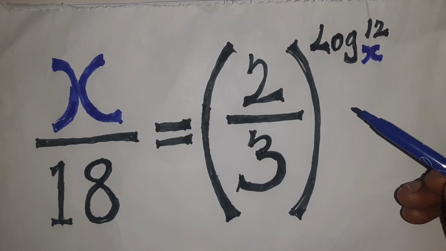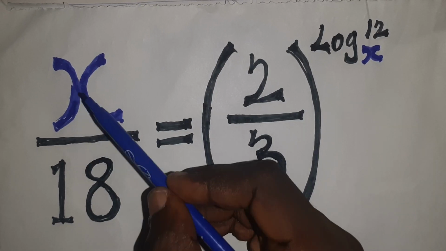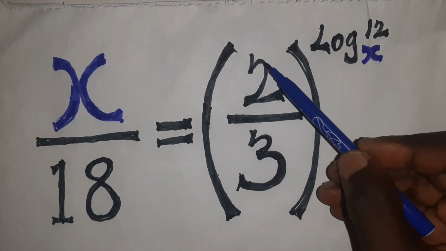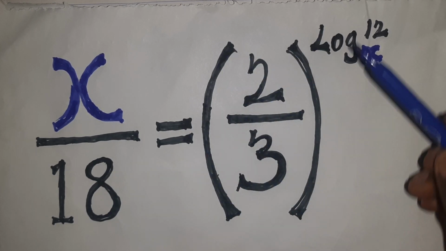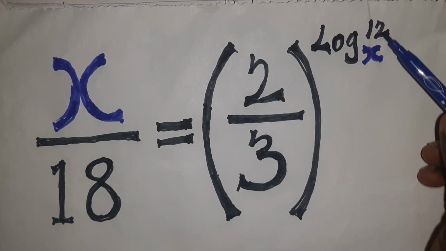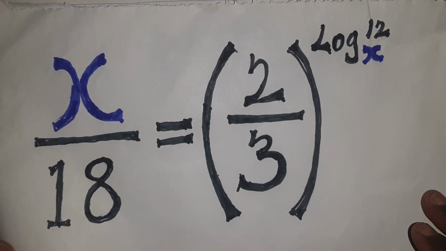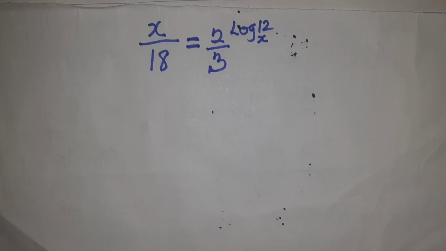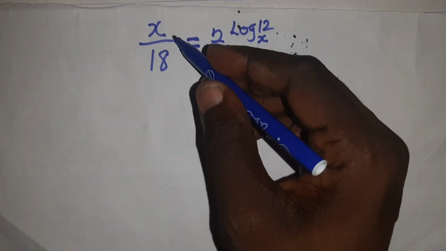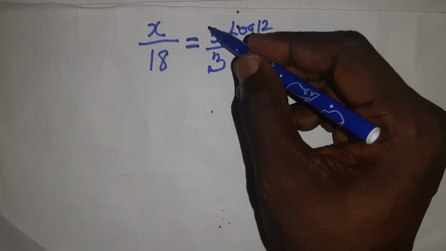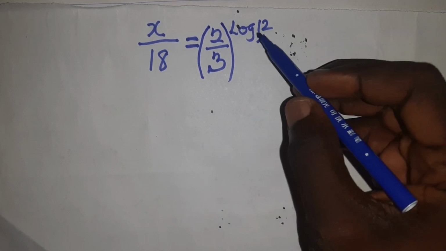Okay, so we have this interesting question here: (x/18) = (2/3) all in bracket to the power log 12 to the base x. So how do we solve this question? Let's see how we are going to do it. We have it written here: (x/18) = (2/3) all in bracket to the power log 12 to the base x.